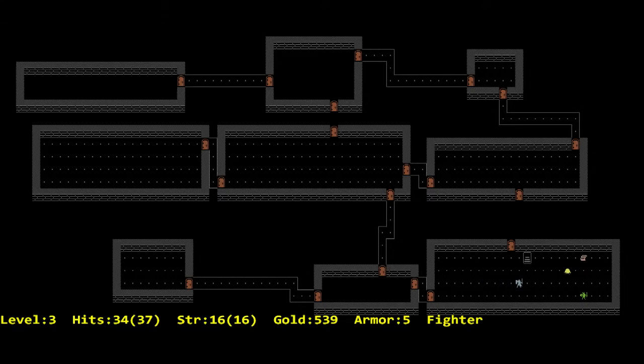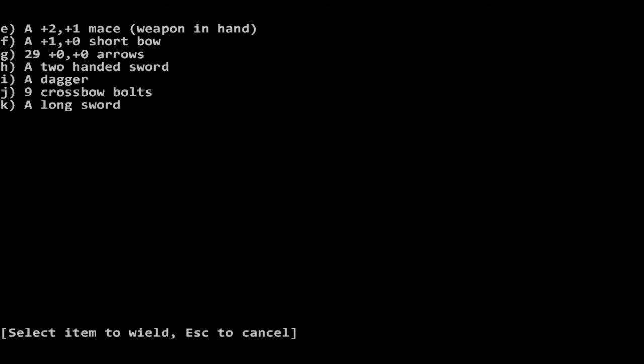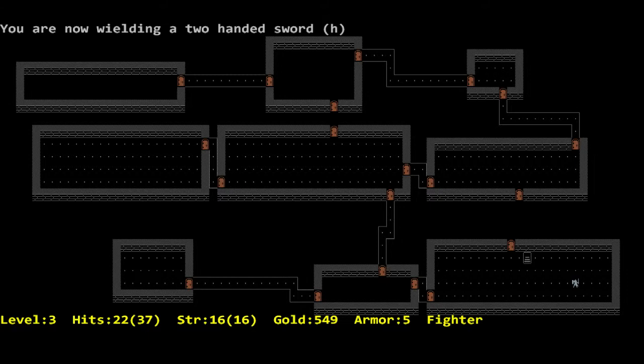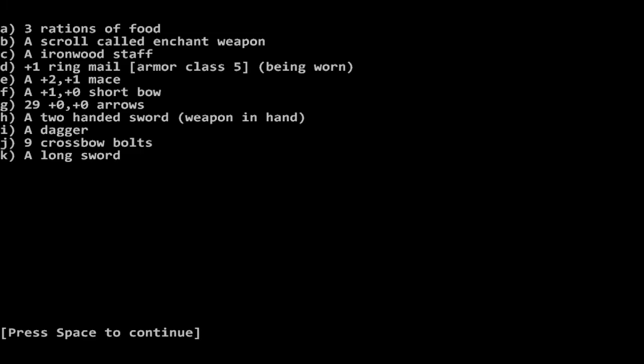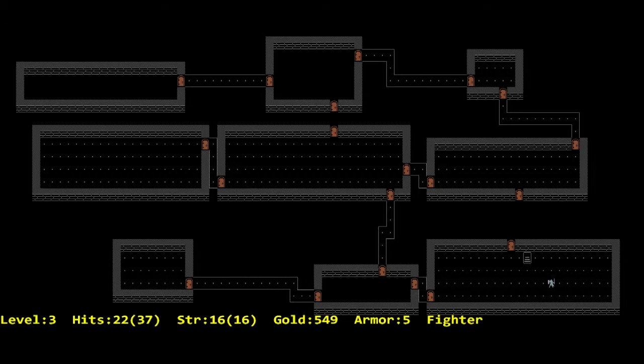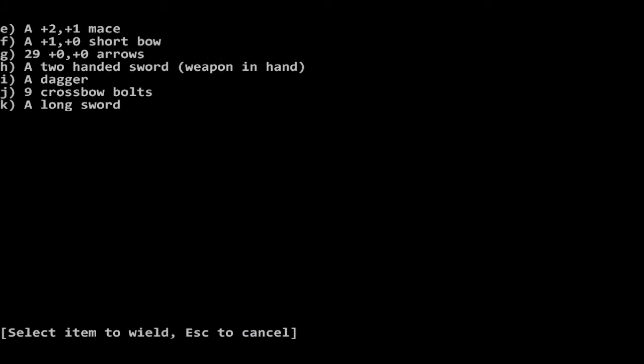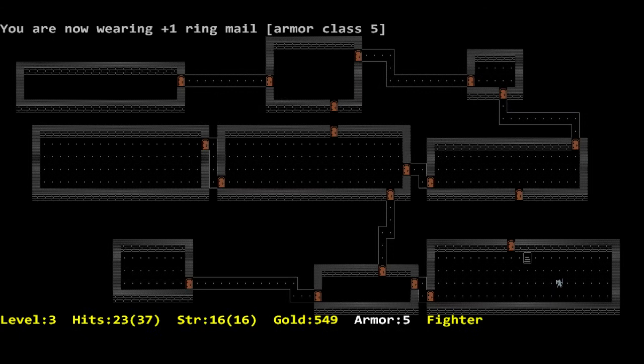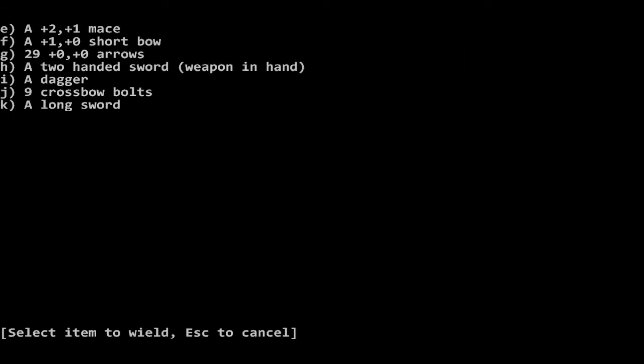Okay, another hobgoblin, and we found a longsword. And we found another scroll called Enchant Weapon. That is really great, because now I'm just going to wield the two-handed sword. And we're now wielding a two-handed sword. Can we take that off? Oh no, that was the armor. Jesus Christ. Let's put our armor back on. Wield. Let's see if we can put on the mace again.